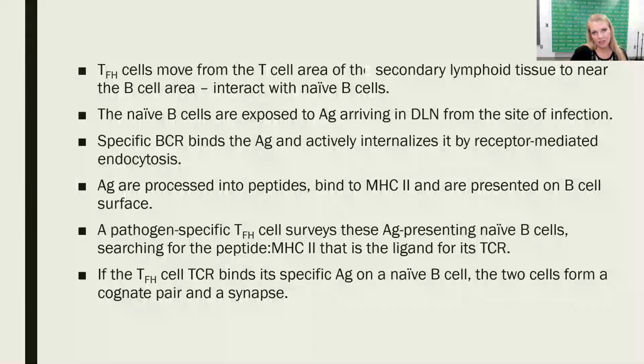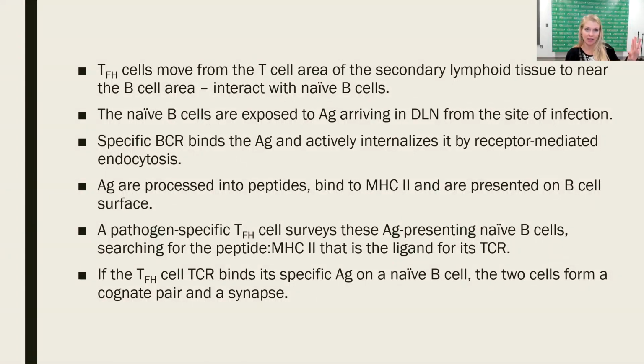So these T follicular helper cells are going to move from that T cell area where they were initially activated by dendritic cells, and they're going to move into a close area called the B cell area, where all the B cells are hanging out. They'll interact with naive B cells, and this time they're going to be checking for antigen specificity on the surface of MHC class II on B cells.